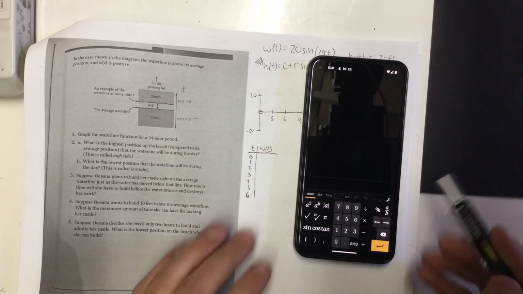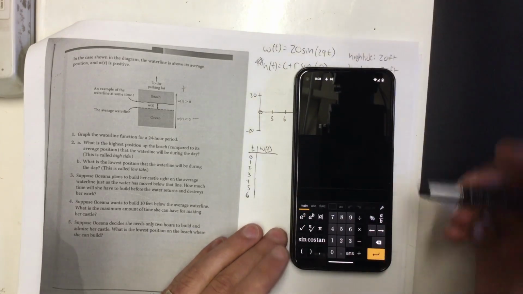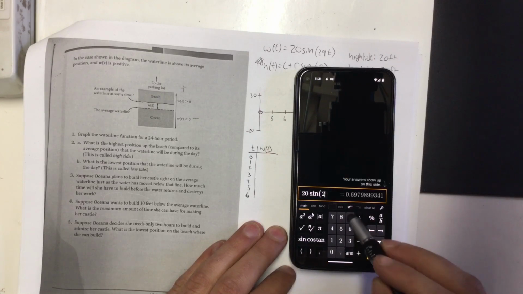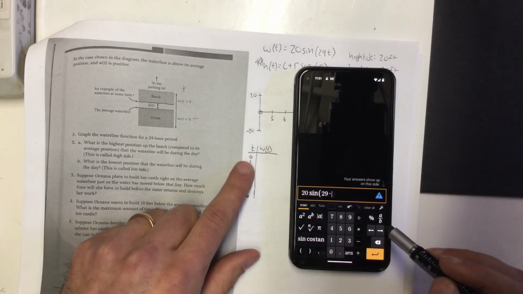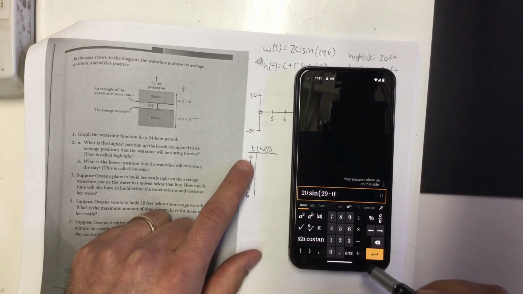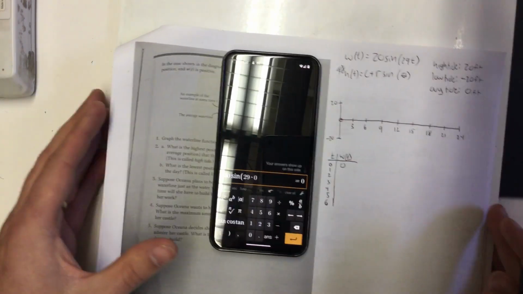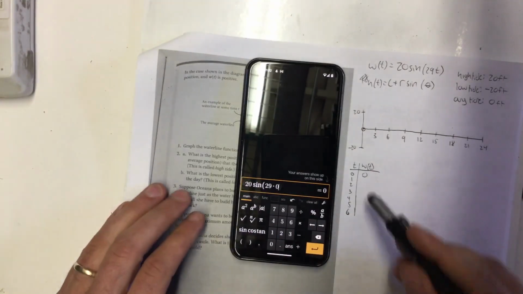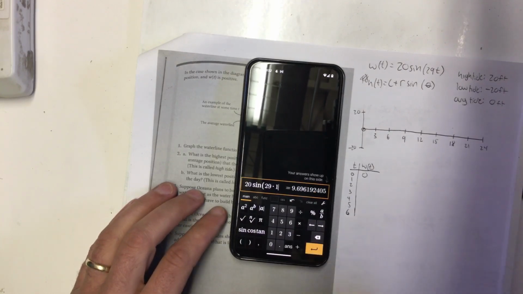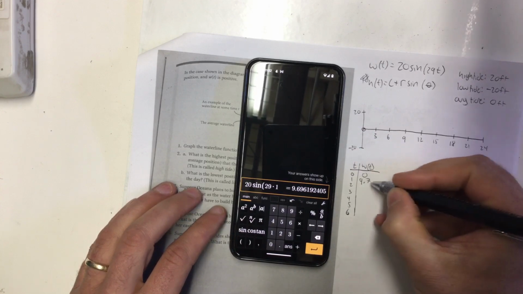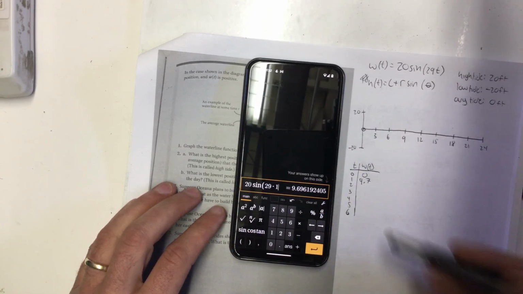And what we're going to do is we're just going to use our function right here, our 20 sine of 29t. So 20 times the sine of 29 times t. So t is 0 to start off with. And our answer is it equals 0. So let's write that in. 0. Okay. Oh, look at that glare. Let's get that out of there. Okay, now let's try for 1 hour. At 1 hour, it's going to be 9 point, and I'm just going to round it to the tenth, to a tenth of a foot.